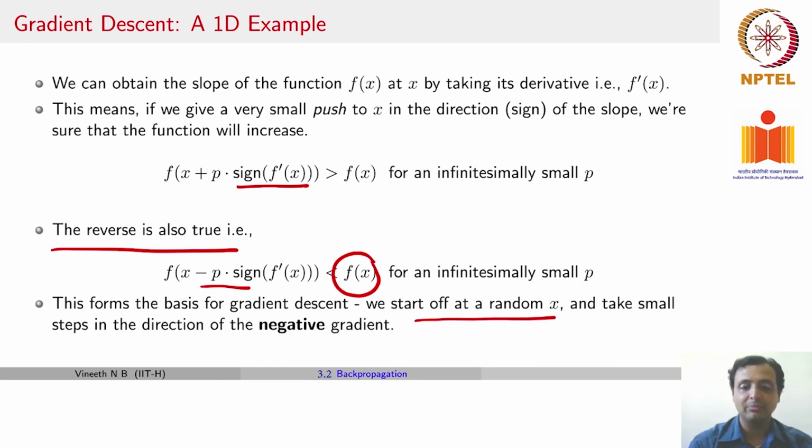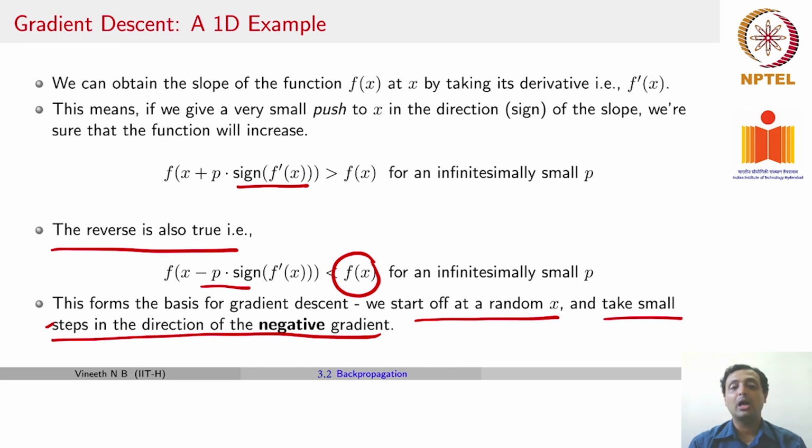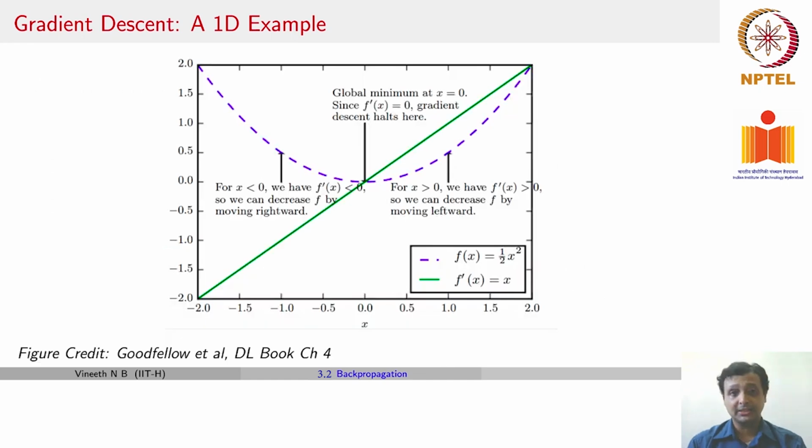We start off at a random x and keep taking small steps in the direction of the negative gradient, and we iteratively reach a point at which f of x is the least. Here is an illustration of what we just spoke about. Let's assume that f was indeed a convex function. That's your f, and the minimum is attained at x equal to 0.